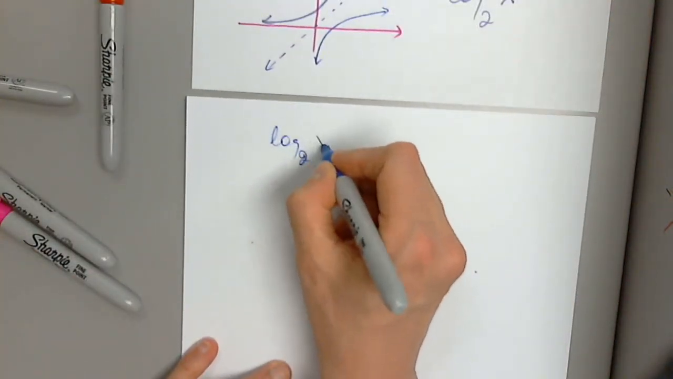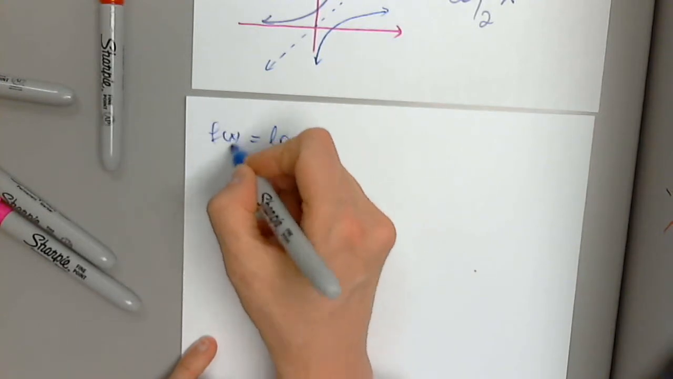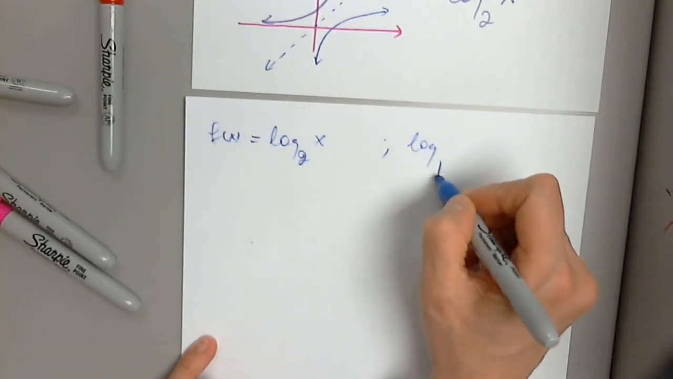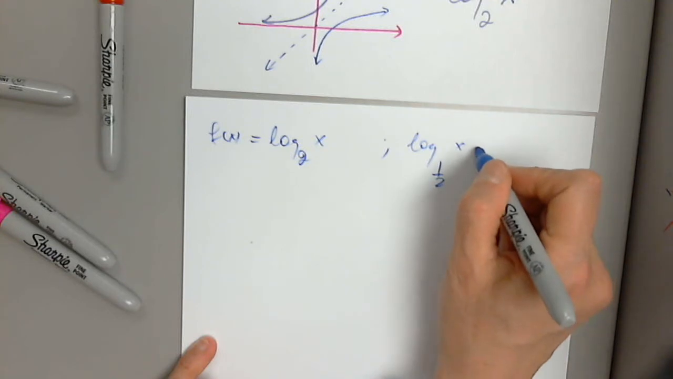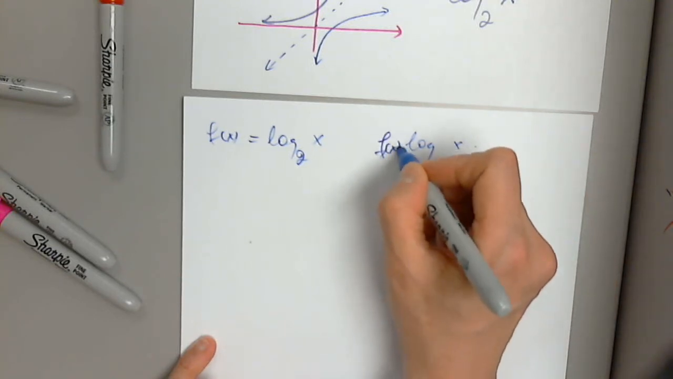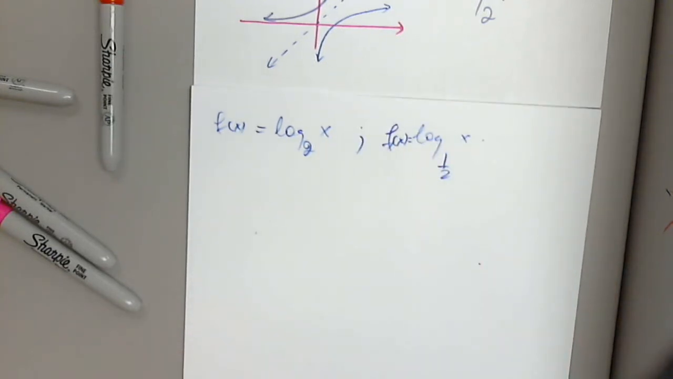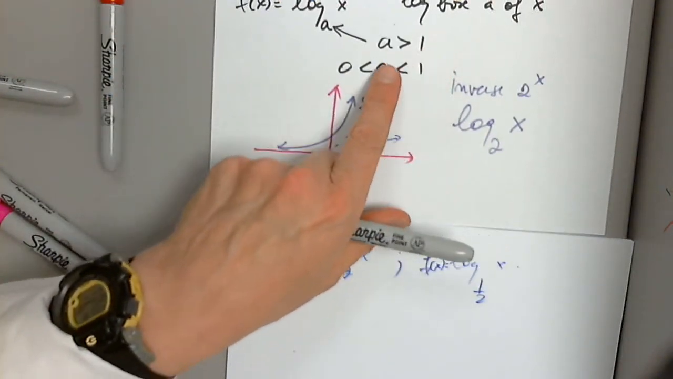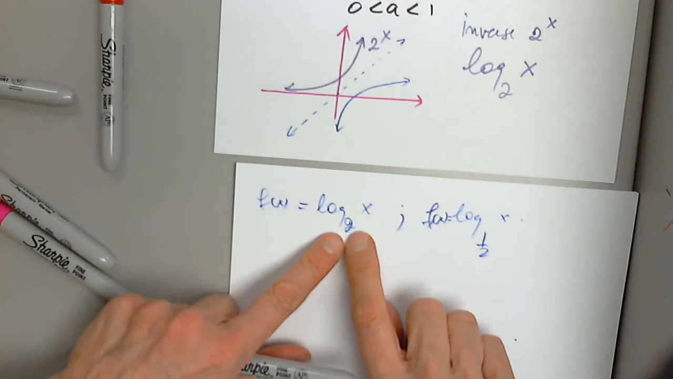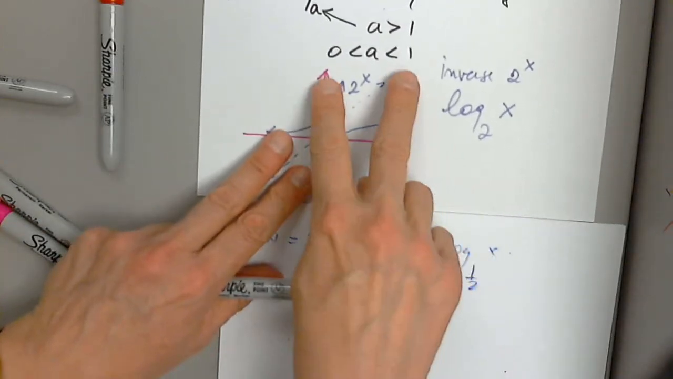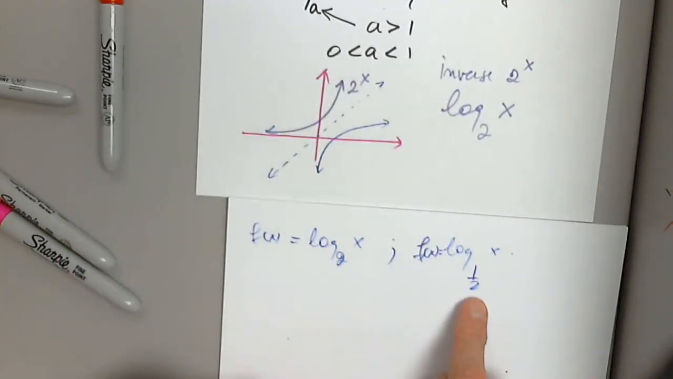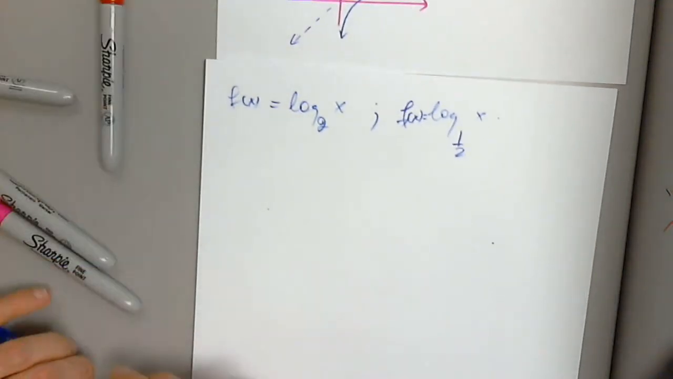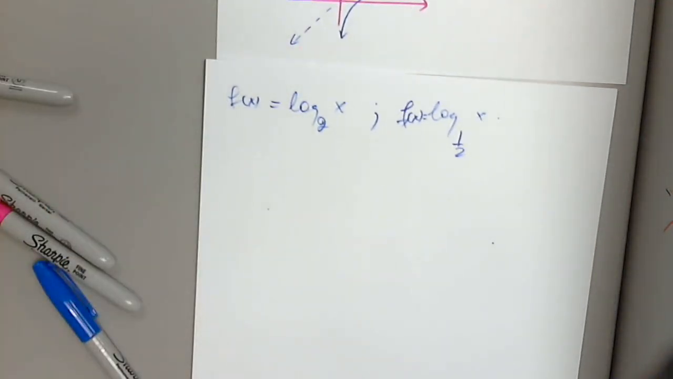So log base 2 of x, and let's look also log base 1/2 of x. Two different functions. Like with the exponential function, log has two possibilities, with a base greater than 1, like this one, and with a base between 0 and 1, like this one. There are two very special functions, of course. Let's take a look at them for a moment.